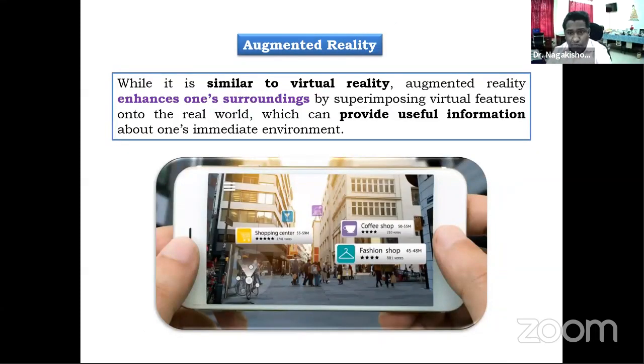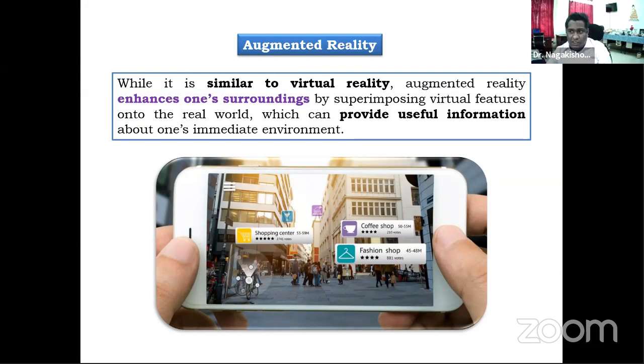And coming to augmented reality. It is very similar to virtual reality, and it enhances one's surroundings by superimposing virtual features onto the real world, which can provide useful information about one's immediate environment. By the picture you can see that on that mobile we are going to see the coffee shops, fashion shops, shopping centers, etc. So augmented reality enhances the real world surroundings.